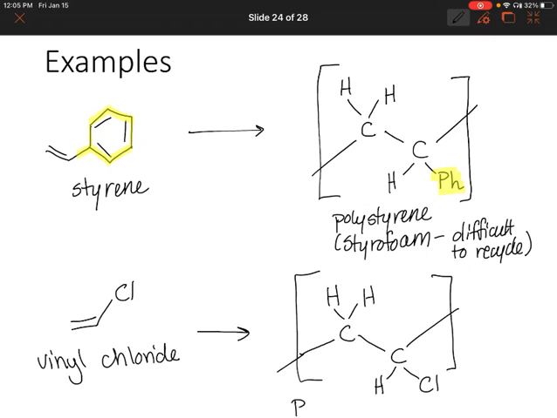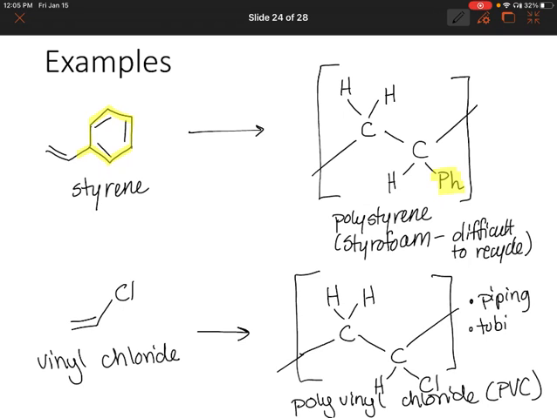So again, this is called polyvinyl chloride, or PVC. So this is used in piping or tubing, and it's very, very durable.